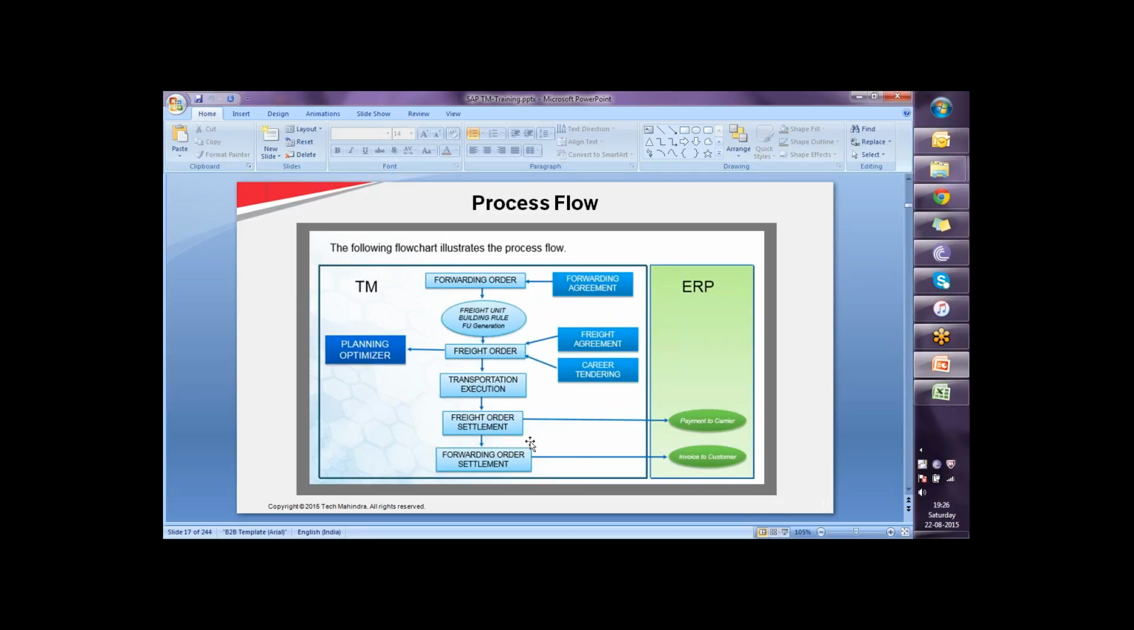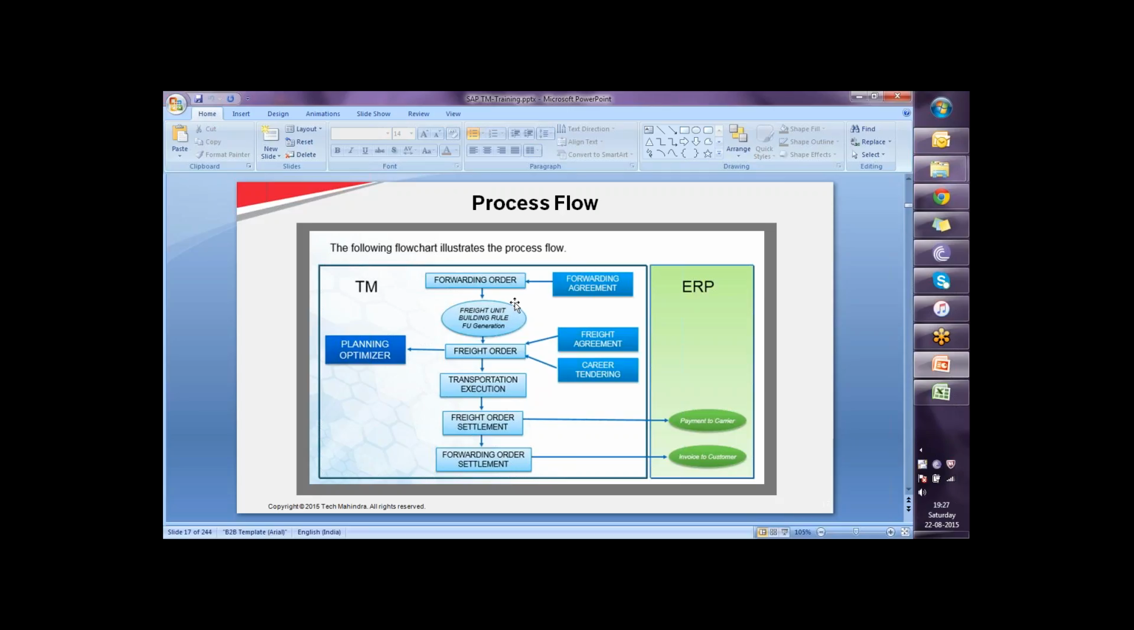This is the process flow basically. In TM we have a process flow, with a sales side and a purchase side. The sales side means the order between the customer and your shipper. So the ordering party and your final customer, that is represented by the forwarding order. It's like a sales document which gives you the overview of the final service or the delivery.